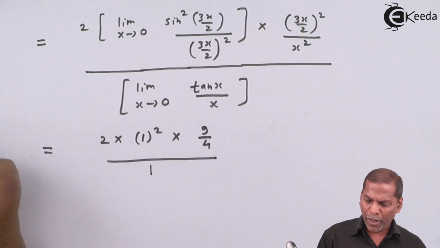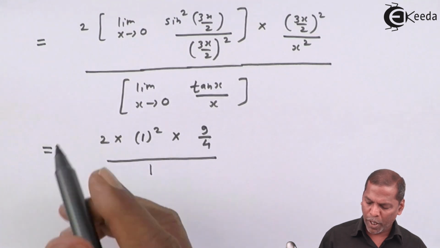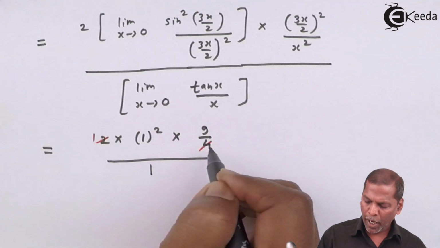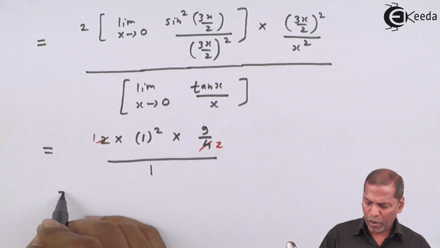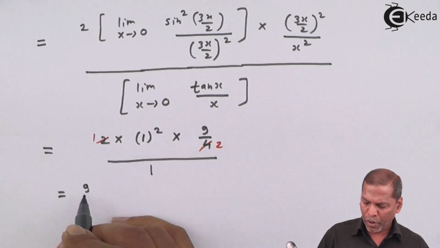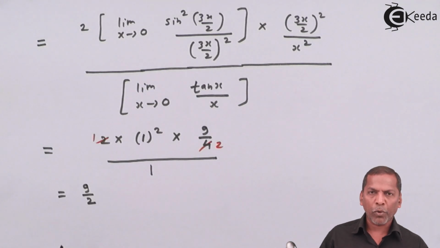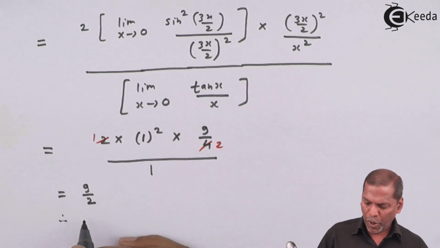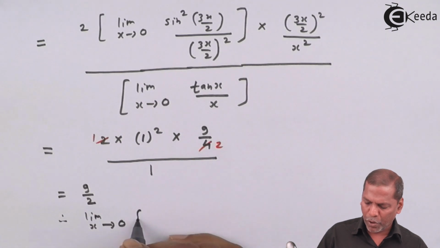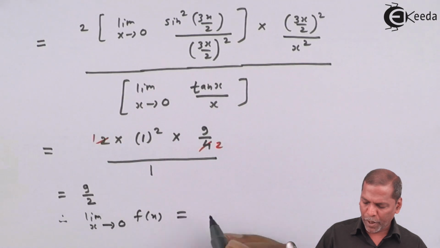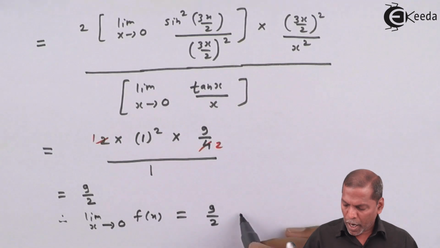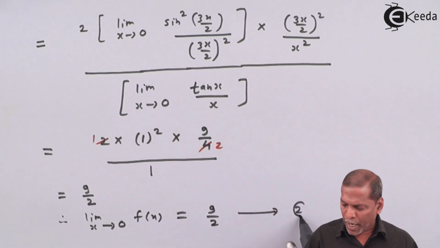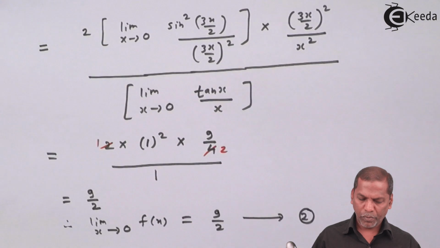So if we go for the cancellation, 2 ones are 2 and 2 twos are 4. So it means here we get the final answer as 9 upon 2. So in this way we get limit x tends to 0 of f of x is equal to 9 upon 2. Let us denote this as equation 2.